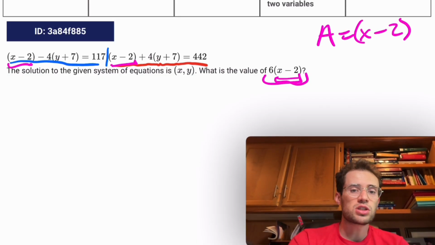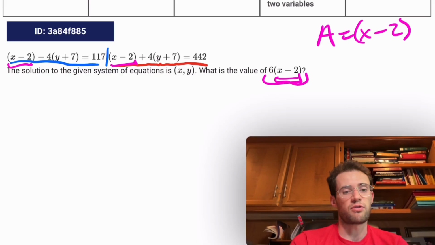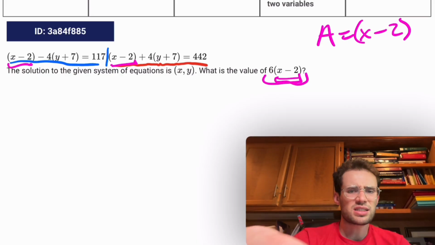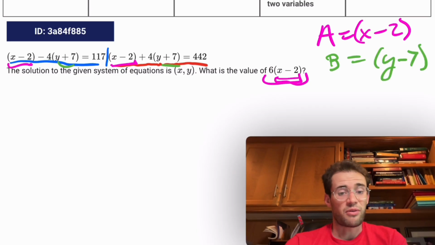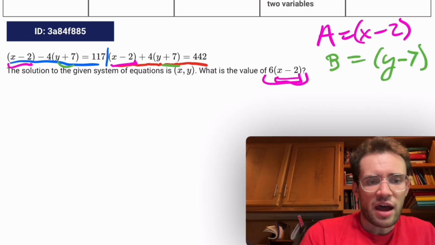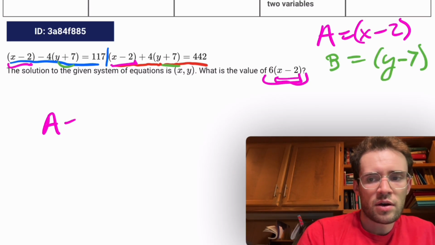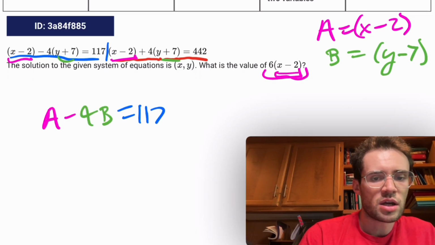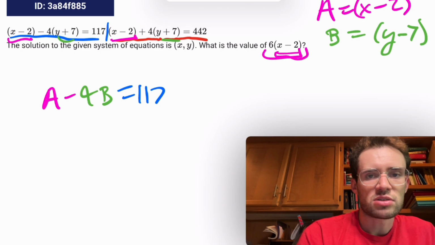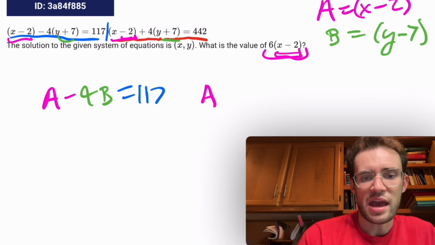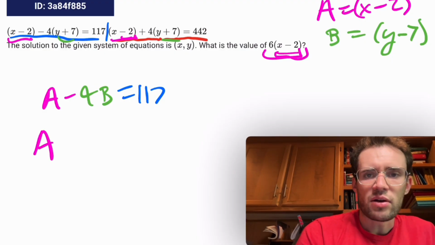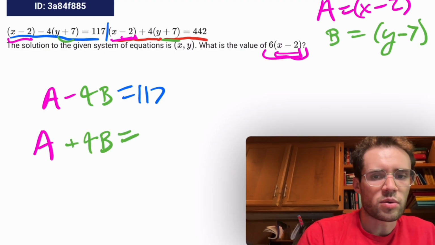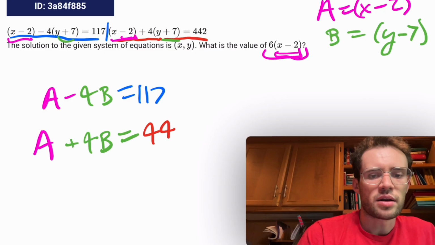And now if I rewrite these two equations, instead of x minus 2 minus 4 times y plus 7, actually, since they have y plus 7 in both, why don't we make b into y plus 7? It doesn't really matter, but it just simplifies the question a little bit. So now we'll have a minus 4b equals 117 for the first equation. And then for the second equation, we have another x minus 2. That will be a. Let me write it underneath the other one. We have a, and then it will be plus 4b equals 442. Right? That's our second equation.